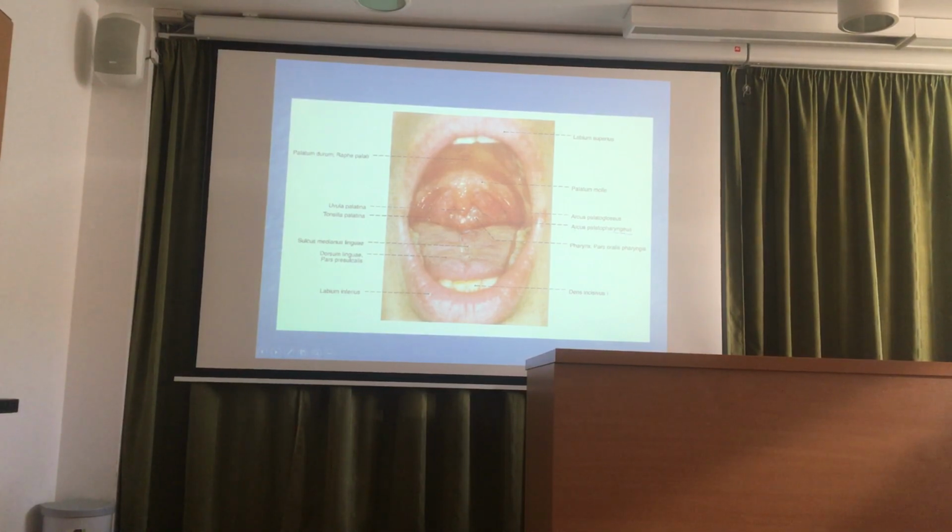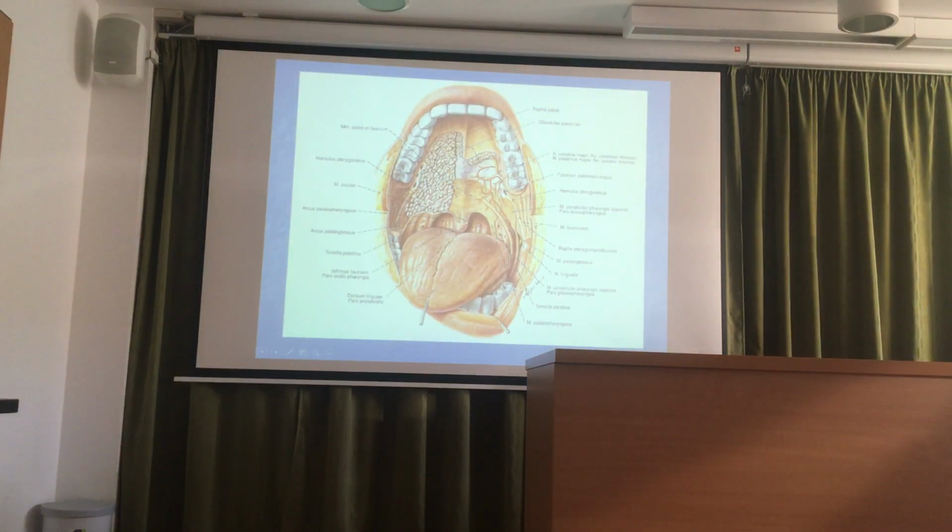What is this? What is in the midline? The sulcus medianus linguae. That's right. Sulcus medianus linguae. You can cut it in two, and then you have a tongue with it. So also the sulcus medianus linguae is visible in the hard palate.